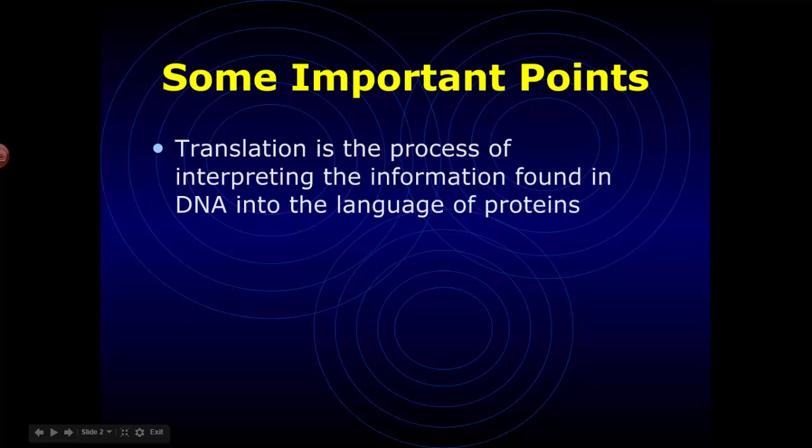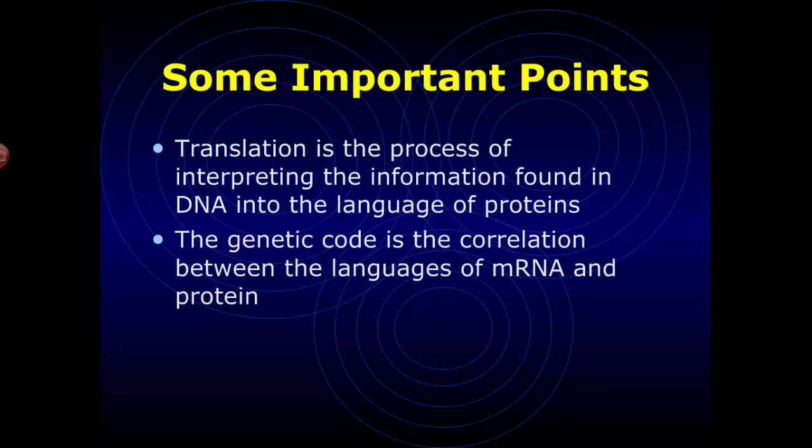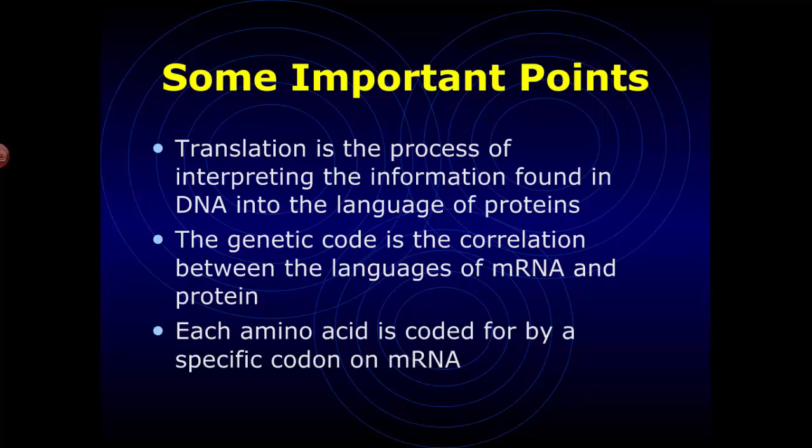First of all, translation is the process of interpreting the information in nucleic acid language and translating it into the language of proteins. That means amino acids. When we talk about the term the genetic code, it is like our translation dictionary. It's the correlation between the languages of RNA and of protein. And since proteins are made of amino acids, and as we'll see later on, the sequence of amino acids, the specific amino acids involved are important, then the information in messenger RNA must code for specific amino acids. And we know that about codons. Codons are those three-letter words in the transcript, and each codon must code for a specific amino acid.